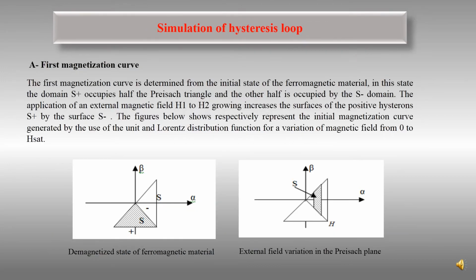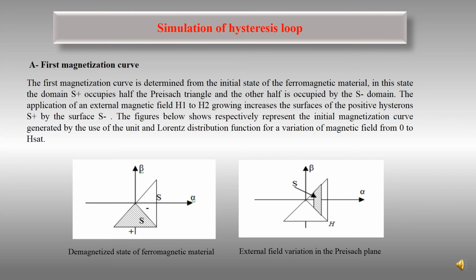Now we arrive at the most interesting part of this paper, the simulation of the hysteresis loop, and we begin with the first magnetization curve. The first magnetization curve is determined from the initial state of the ferromagnetic material. In this state, the positive domain, S plus, occupies half of the Preisach triangle, and the other half is occupied by the negative domain.